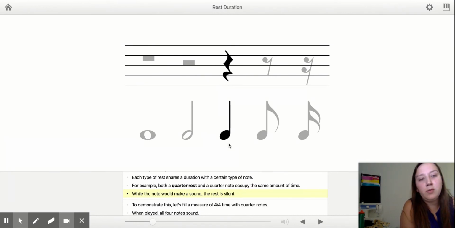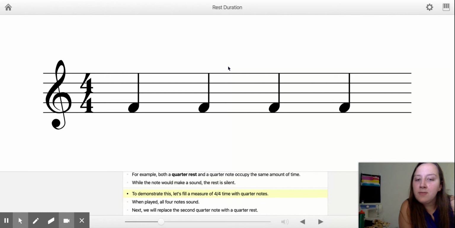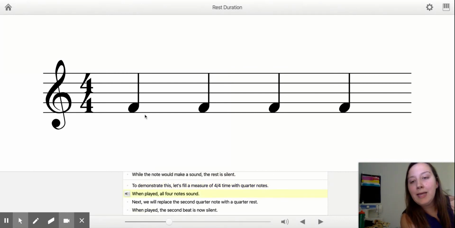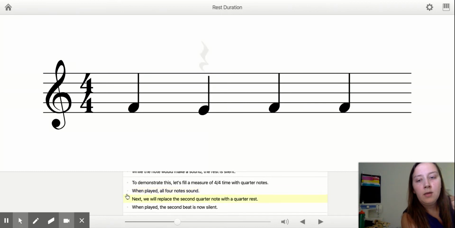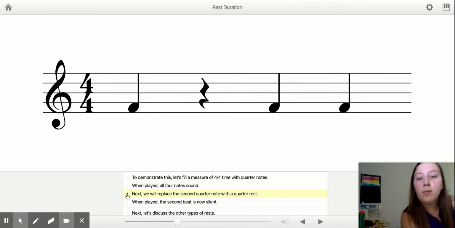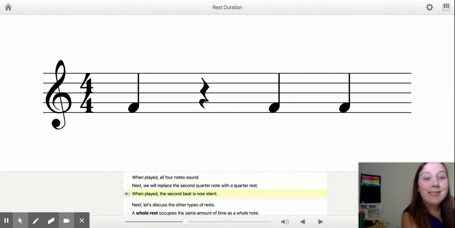So this one would be "ta," this would just be silence. To demonstrate this, let's fill a measure in 4/4 time with quarter notes. When played, you hear all four notes. They make sound. Next, we'll replace one of them with a rest. When played, the second beat is silent.